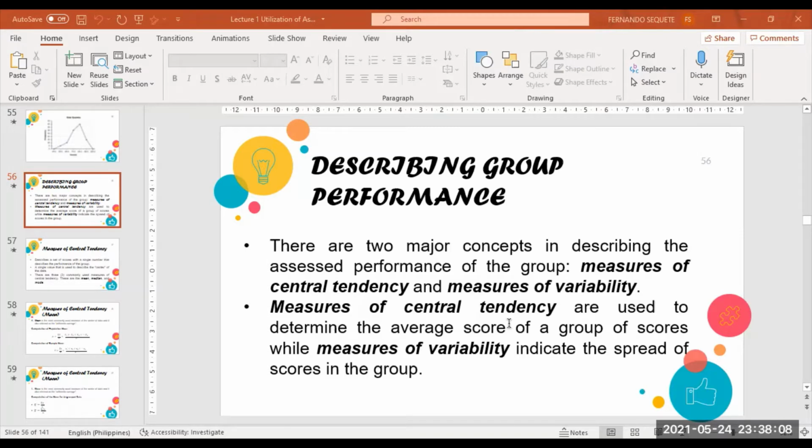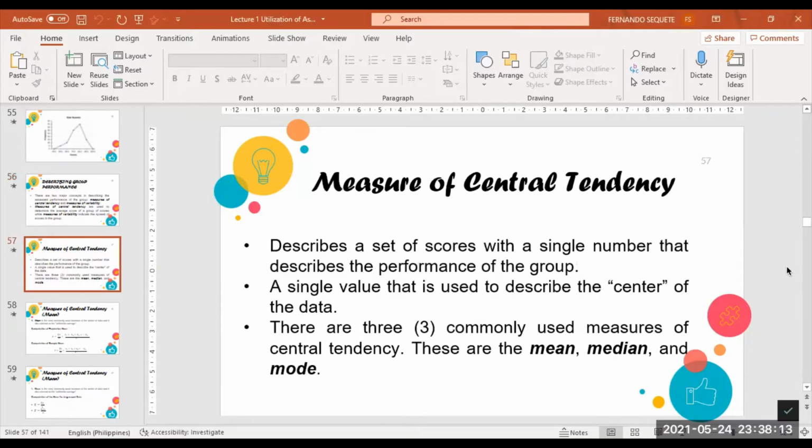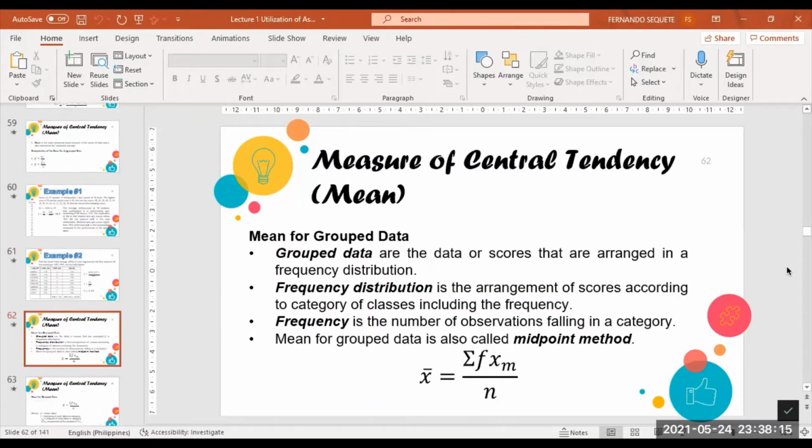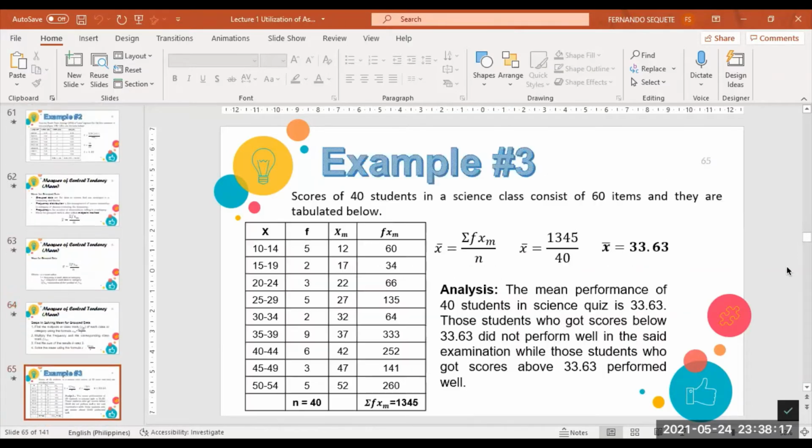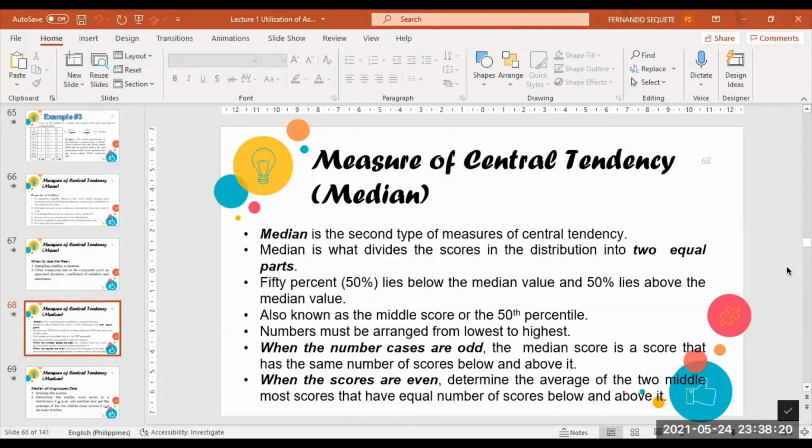Okay. So that is describing group performance. Okay. So we will now proceed to median.